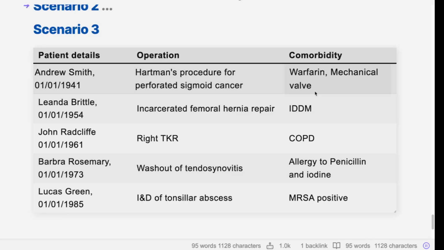So this is just an assessment, and also if the patient's airway is patent and secure, I'll keep them in a monitored area. I'll start with the Hartmann. Next will be the incarcerated hernia, and I'll keep the incarcerated hernia on variable rate insulin. And third will be the washout of tenosynovitis.